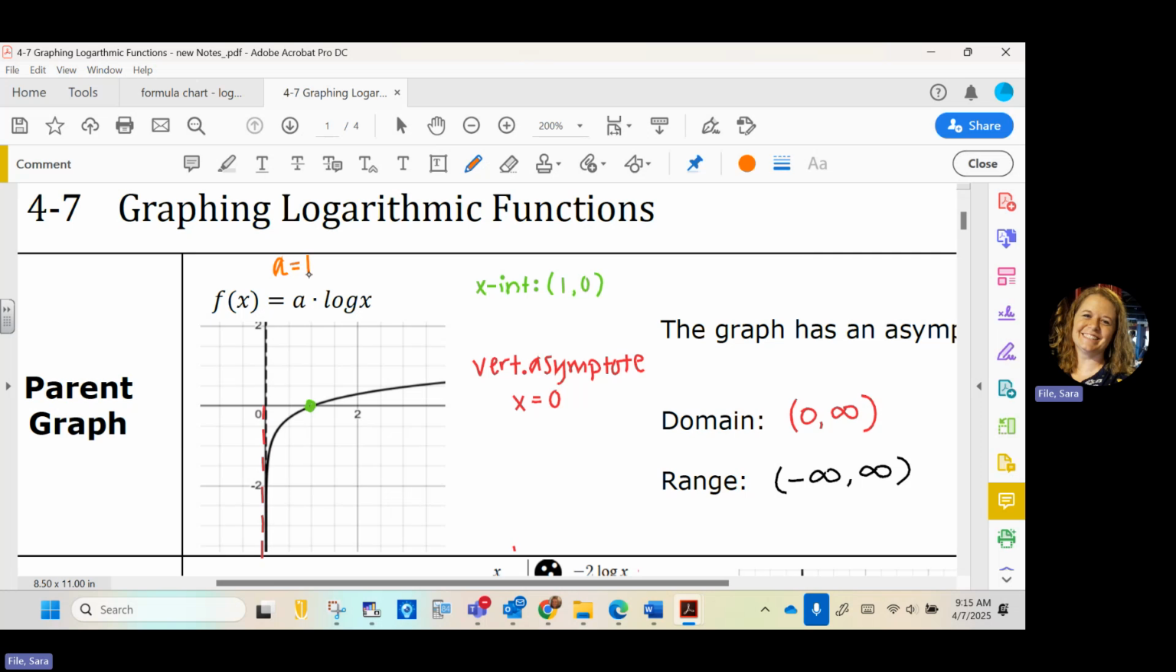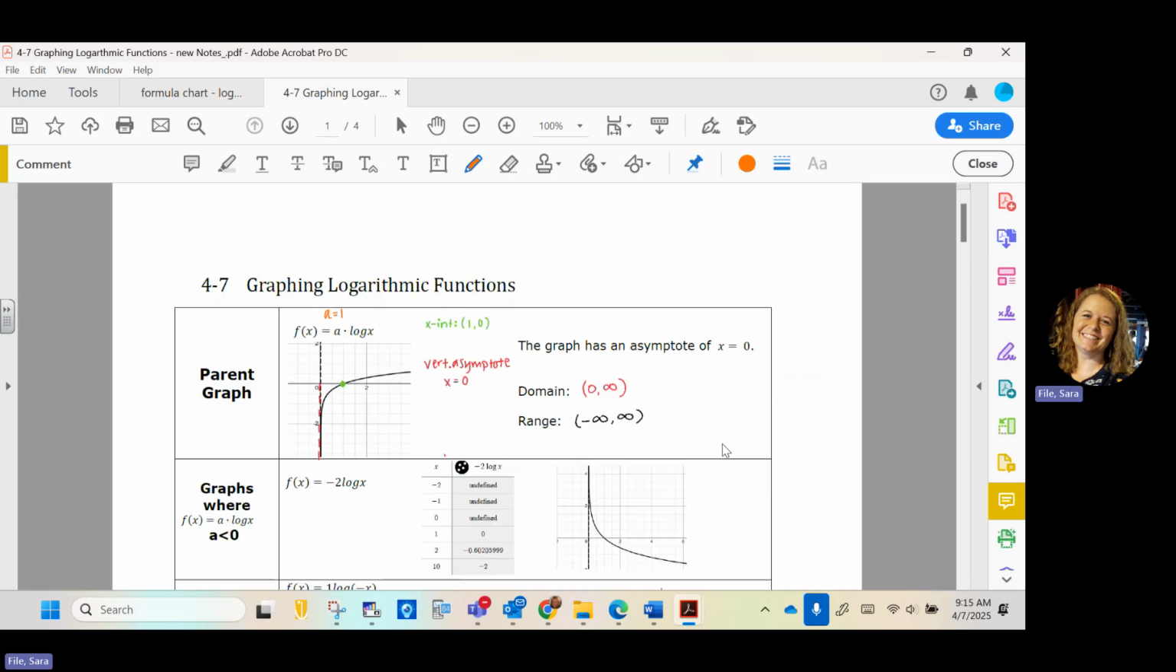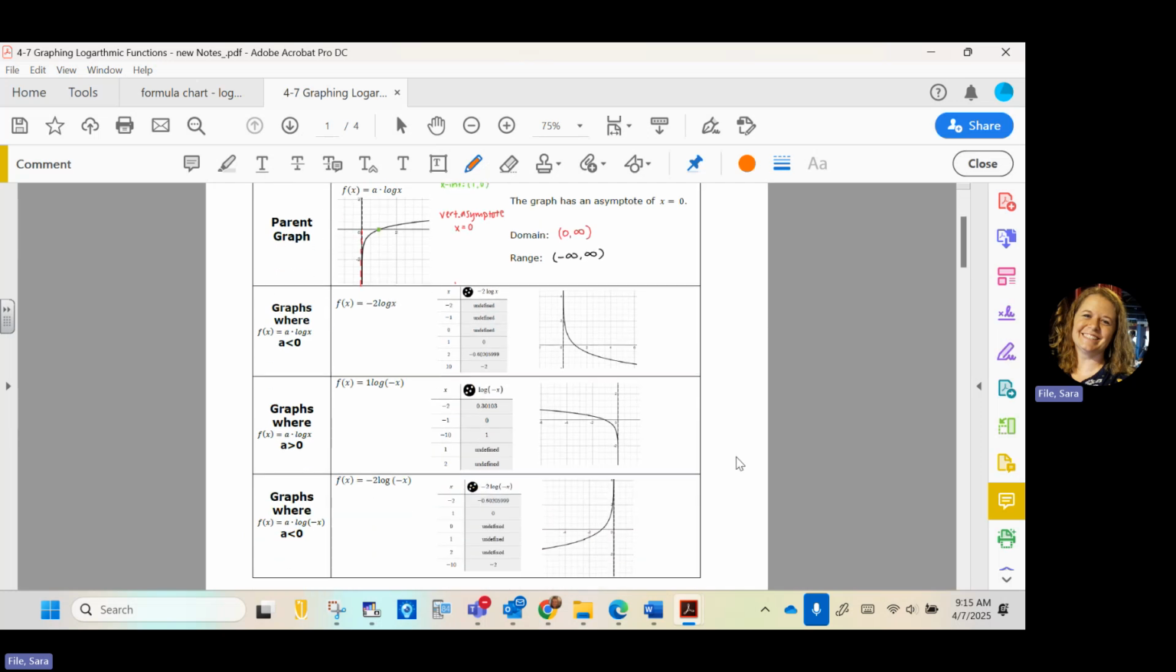A is an understood 1 in the parent function. Feel okay about the parent function? Okay, so I'm going to zoom out here so we can see all these graphs on this page together. So there's 4 of them. And I want you to tell me, what do you notice? Don't look at equations or anything, just looking at the actual graphs. What's different? What changes from graph to graph?